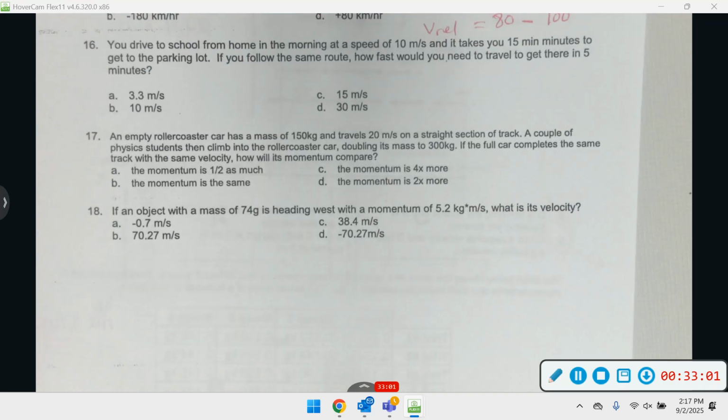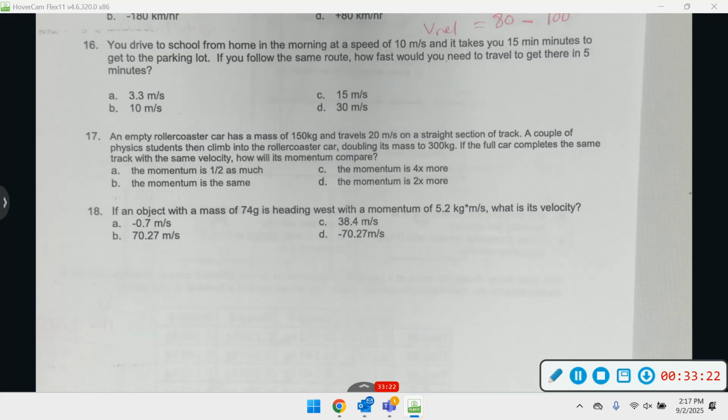All right, number 16. Number 16 says, you drive to school from home in the morning at a speed of 10 meters per second, and it takes you 15 minutes to get to the parking lot. If you follow the same route, how fast would you need to travel to get there in 5 minutes? So, yes, you can solve this mathematically. I don't recommend it, though.